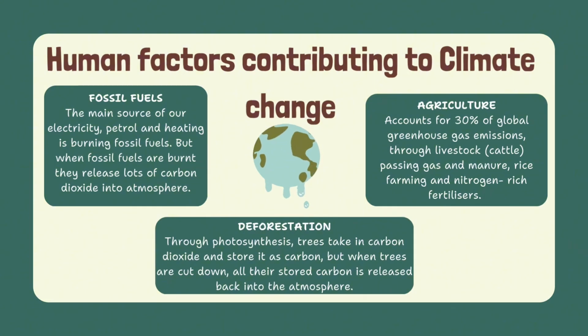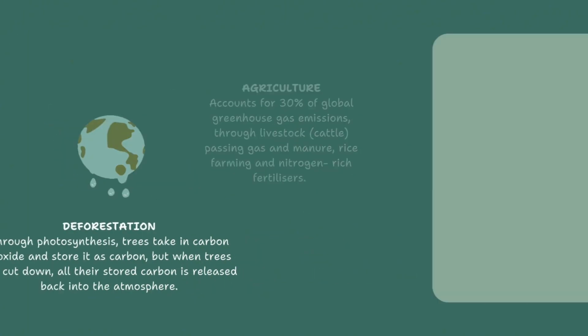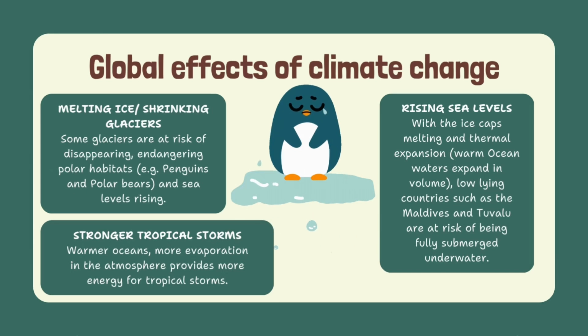And finally, agriculture. Agriculture is anything to do with farming, crops, and farm animals. Agriculture accounts for 30% of global greenhouse gas emissions through livestock, cattle passing gas, manure, rice farming, and nitrogen-rich fertilizers. What are the global effects of climate change? Well, it's causing the polar ice caps to melt and glaciers to shrink in size, with some glaciers at risk of disappearing. This endangers polar habitats such as penguins and polar bears and causes the sea levels to rise.